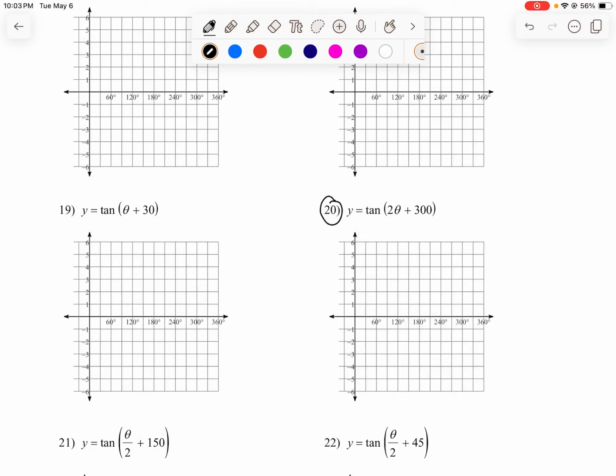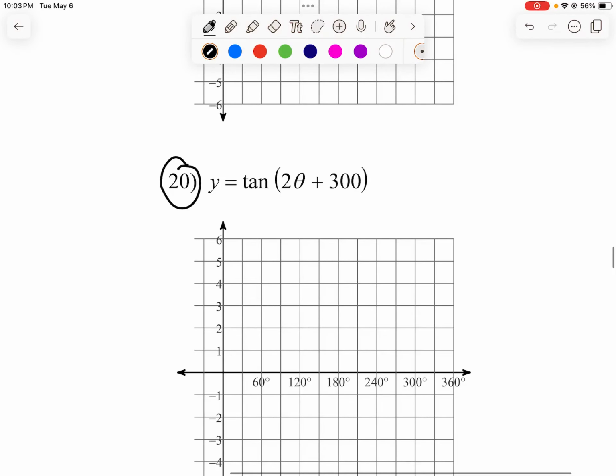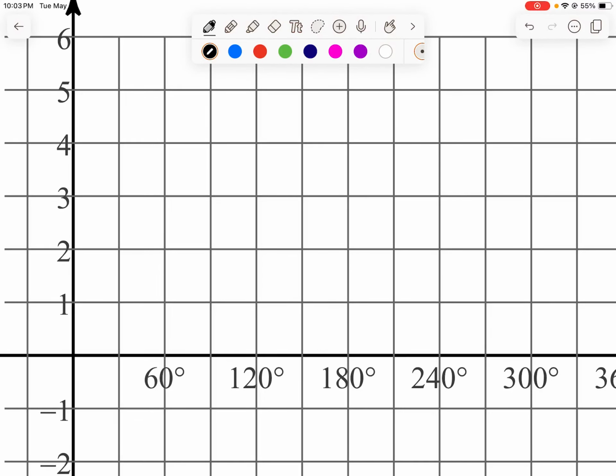So, next problem, number 20. So you have tangent of 2 theta plus 300. And we finally have something different in terms of period of this. Because you have the original theta multiplied by 2, your period is going to be every pi over 2. Basically meaning it's going to happen twice as much as it did beforehand. So instead of repeating every 180 degrees, it will be every 90 degrees you'll see a new cycle.